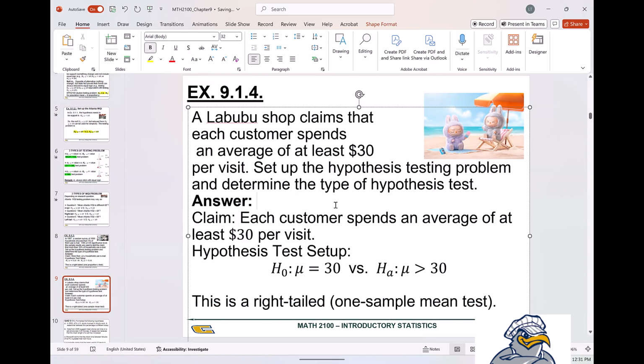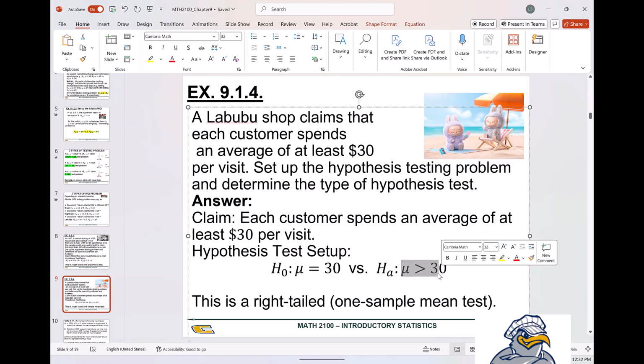So in this case, the claim here is that each customer spends an average of $30, right? So the mu, the average spending for each customer, is greater than 30. So this is the alternative you want to test, you want to support. And then the H naught, which is mu equals 30, which is the opposite. And this is a right tail test problem. Right tail test.